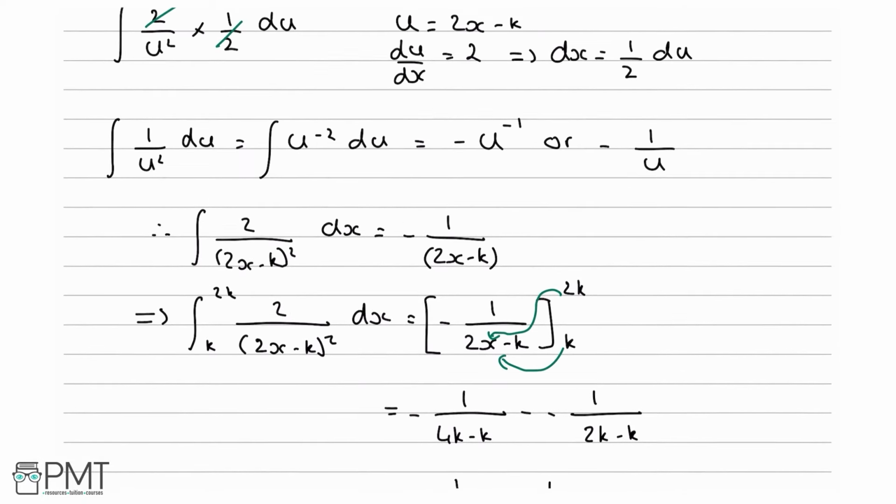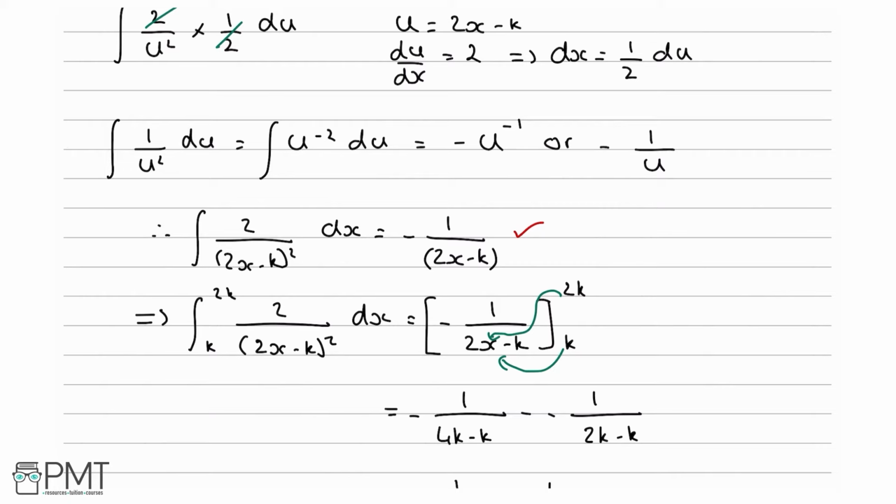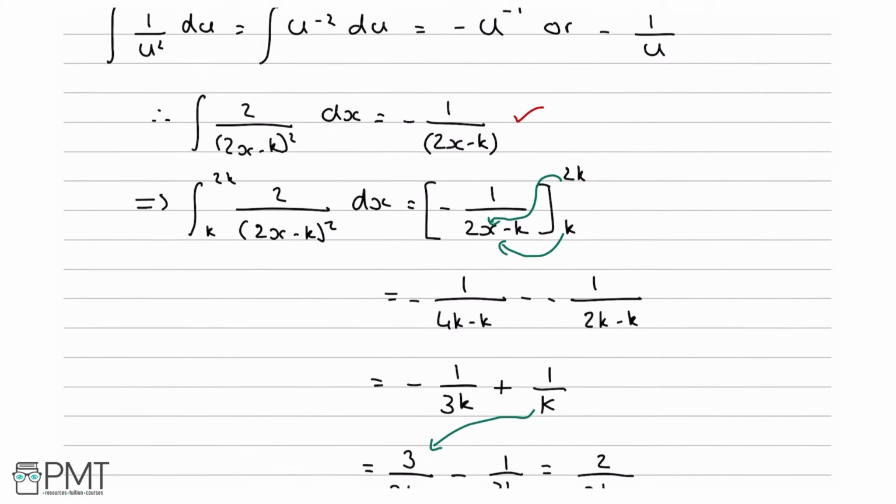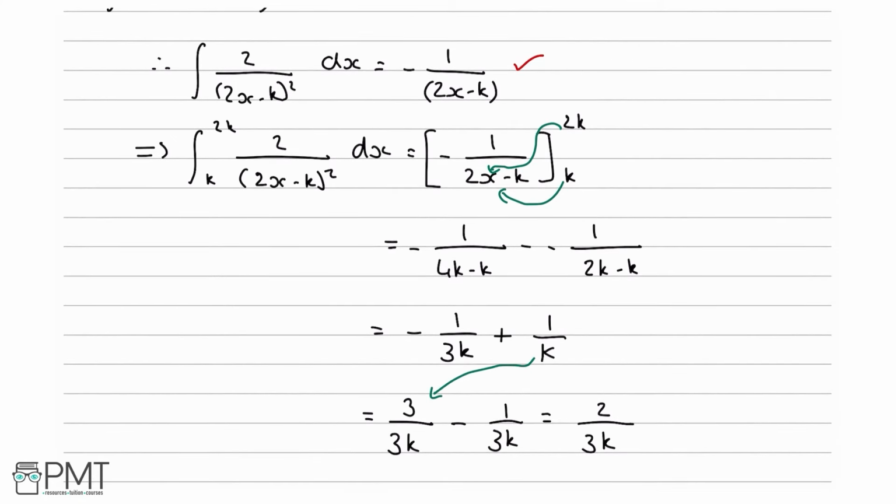Your first mark comes from this line here, which gets the integral of 2 over (2x minus k) all squared with respect to x is minus 1 over (2x minus k). So you need to have this line to get your first mark without evaluating the limits. Your next mark comes from plugging in your limit to get this line over here. So this line is sufficient evidence to get your second mark.